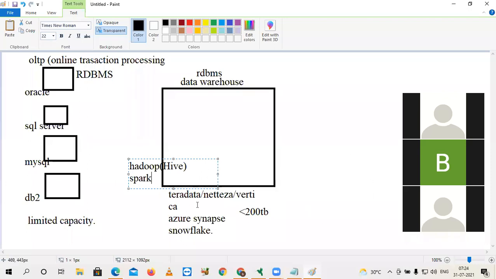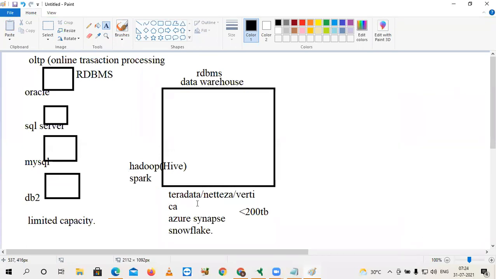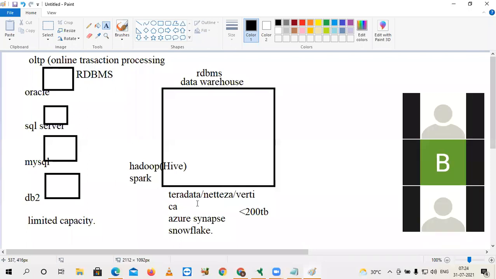Only one thing. Suppose I go for Teradata, it gives good performance up to 200 terabytes only. If data volume crosses that, definitely you will get performance issues. That means the processing of the data will become high latency. Understood. So even though the volume is bigger, if you want to process data at high speed, then you have to come for Hadoop and Spark kind of systems.